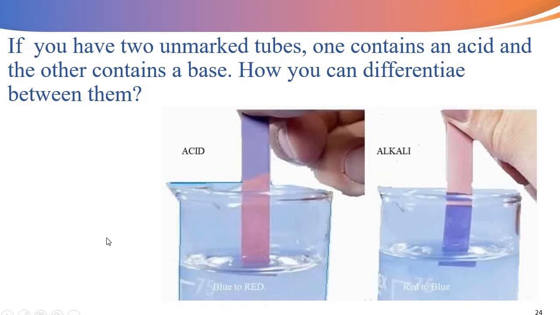So, if you have two unmarked tubes, one contains an acid and the other contains a base, how can you differentiate between them? Yes, by putting two litmus papers, red and blue, in each tube. If the color of the blue litmus paper changes into red, the tube contains the acid. And if the color of the red litmus paper changes into blue, the tube contains the base or alkali.